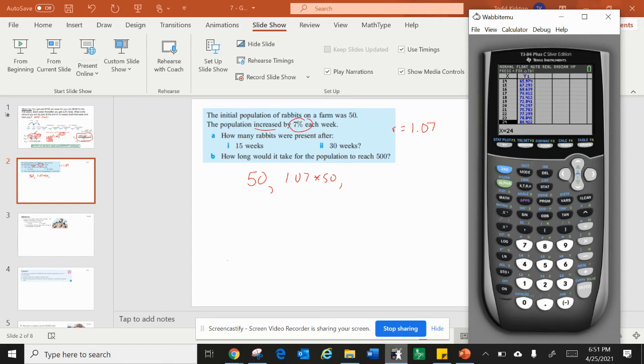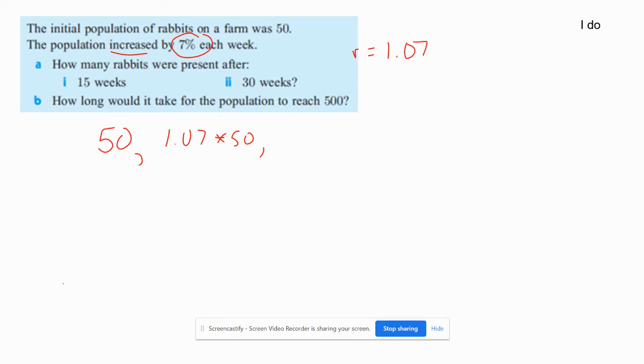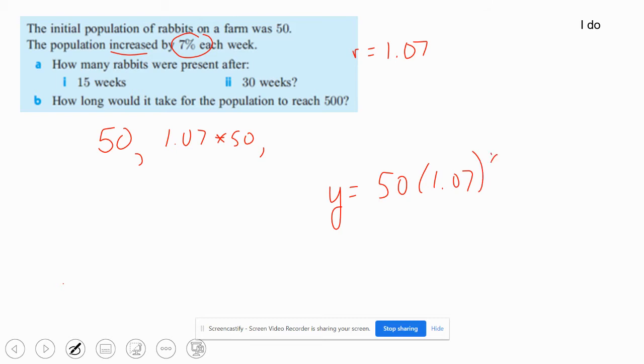The other question here is, how long would it take for the population to reach 500? So we want to know when y is 500. There's a couple ways you can do this. One way would be to graph it. In the interest of not making this video too long, you're really graphing the equation we did, y equals 50 times 1.07 to the x, and you're graphing y equals 500, and you're seeing where they intersect.